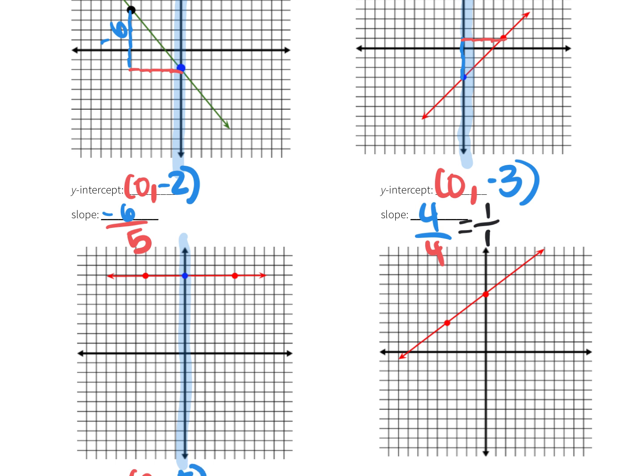Now for this one, in order to find the slope, I'm going to look here and I can see that it is a horizontal line. What does that mean? That means my slope is 0.